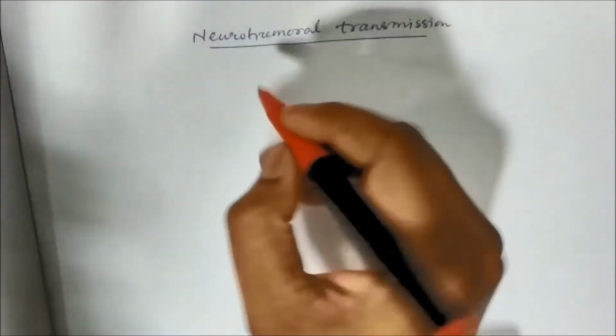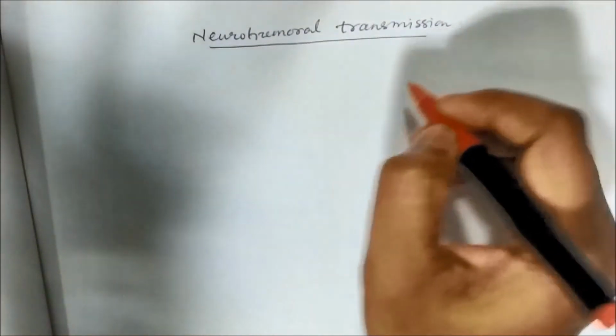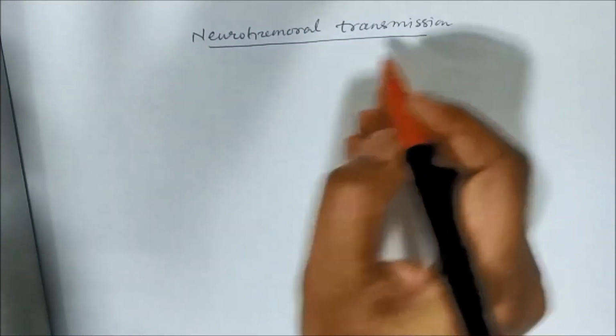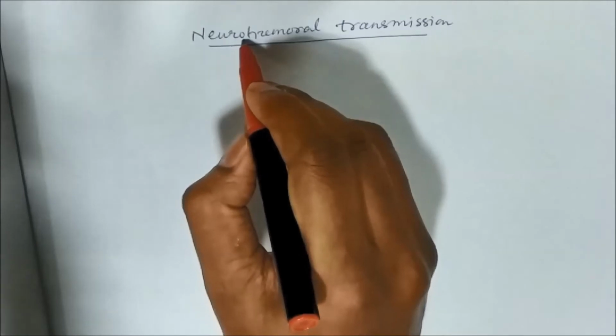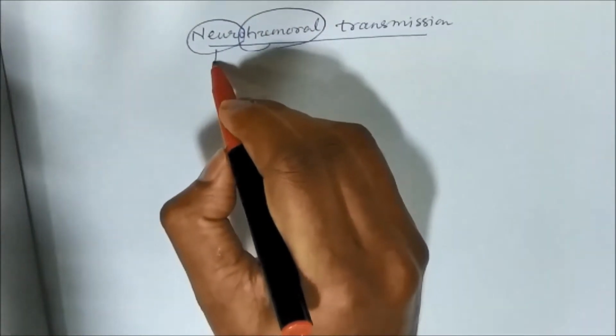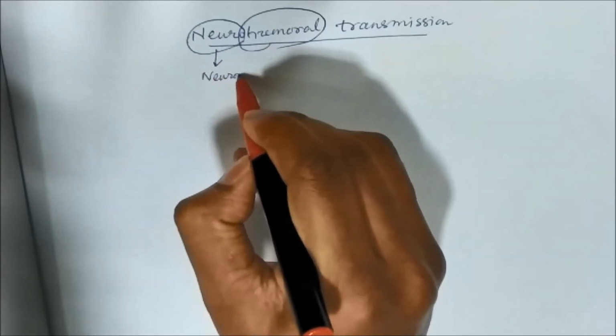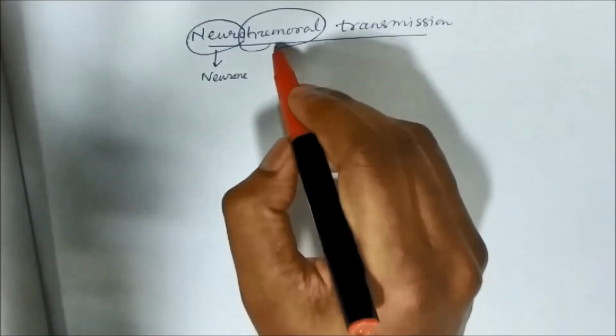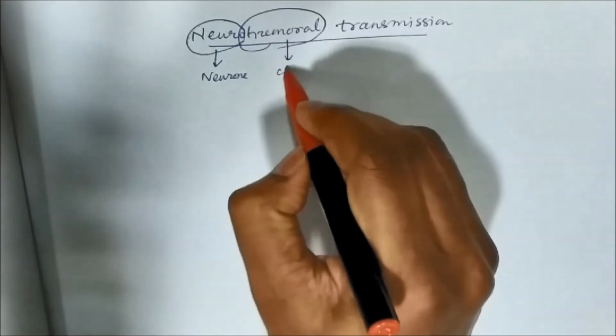Welcome to previous classes. In continuation to our last class where we were discussing the difference between sympathetic nervous system and parasympathetic nervous system, let us first discuss the neurohumoral transmission, and based on this we will differentiate sympathetic and parasympathetic. Neurohumoral transmission, here you can see two words are there, neuro and humoral. Neuro means from neuron or nerve cell, and humoral is nothing but chemical.